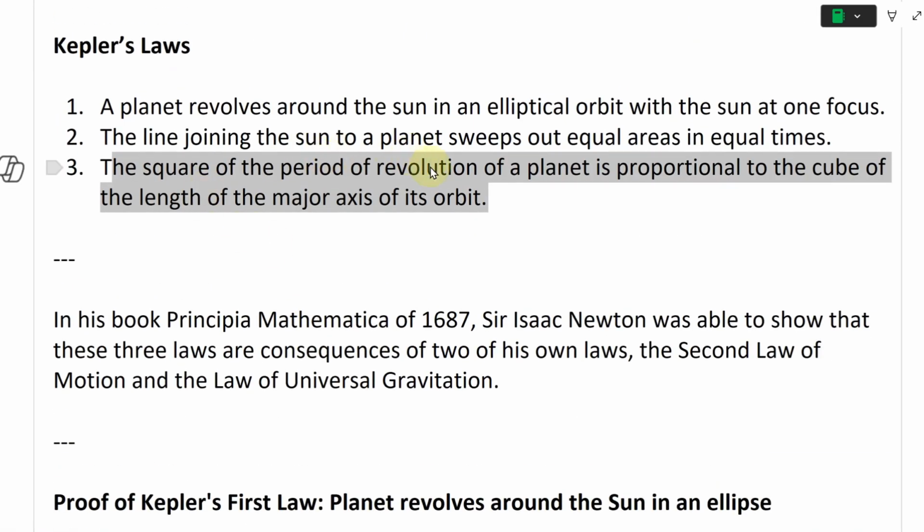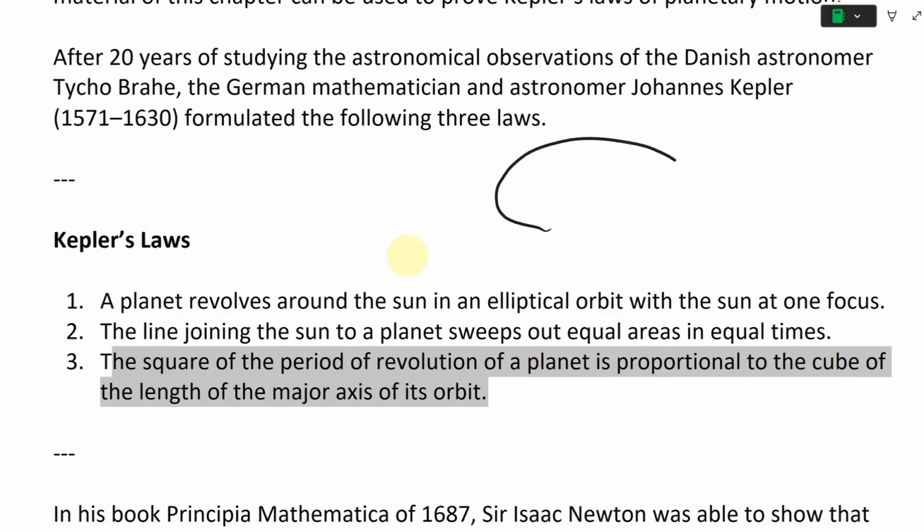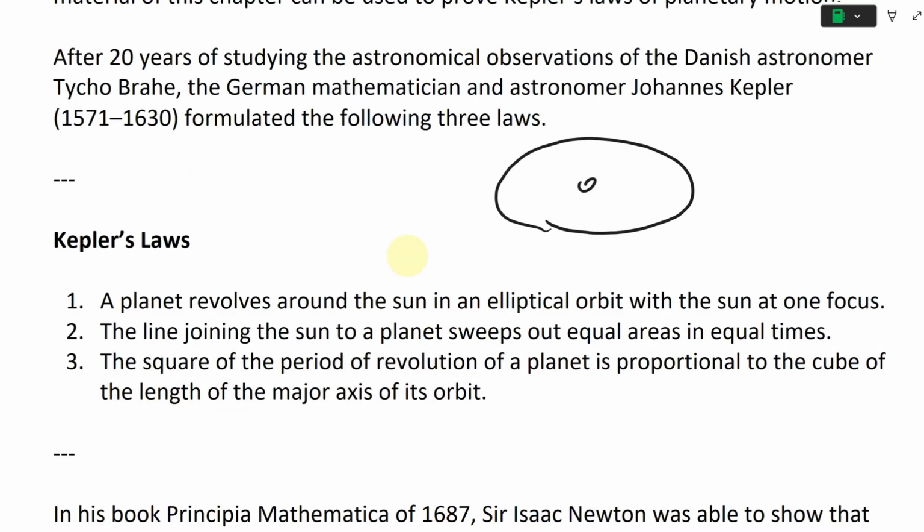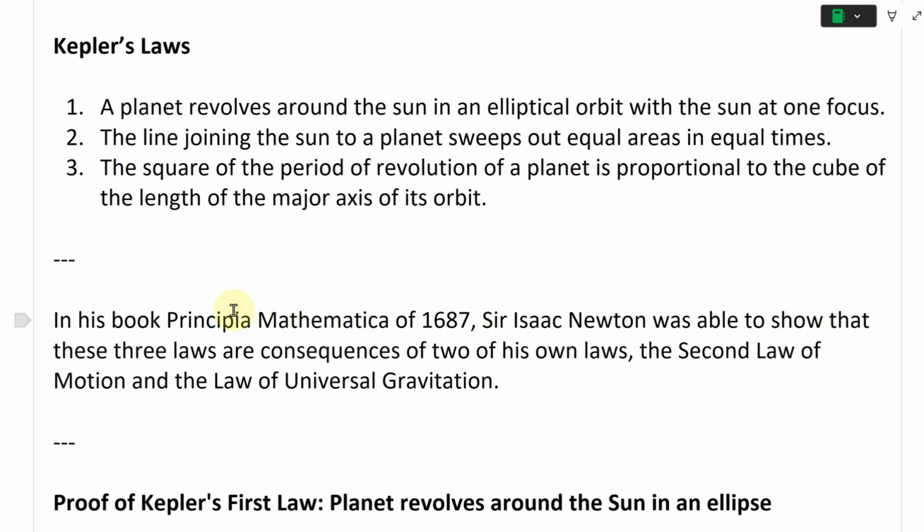So basically, the period of revolution is how long it takes a planet to go around the sun. And then it's proportional to the cube of the length of the major axis. The major axis is this length like that, and then the cube of it. So the square of the period is proportional to the cube of that major axis. Pretty interesting. So anyways, going further.